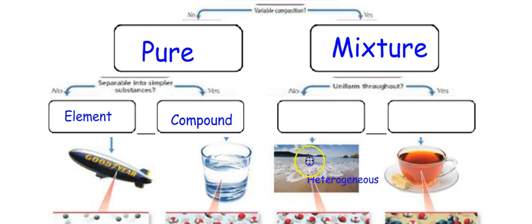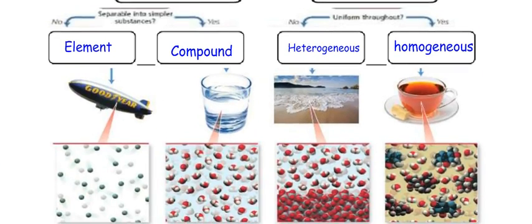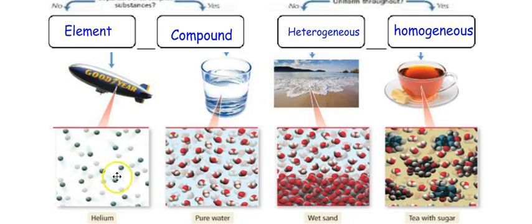Heterogeneous is not uniform throughout, while a homogeneous mixture is. And you can look at their examples below here. So for an element, I think they're going after helium, which fills the Goodyear blimp. Compound here is my water. Notice these are all the same. Every single one of these molecules is identical. It's a pure substance.